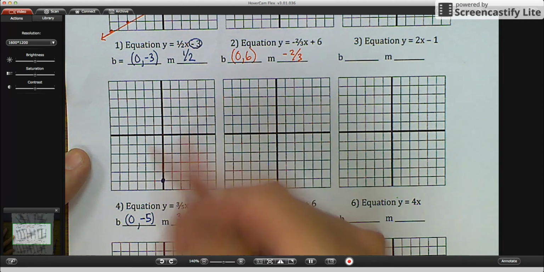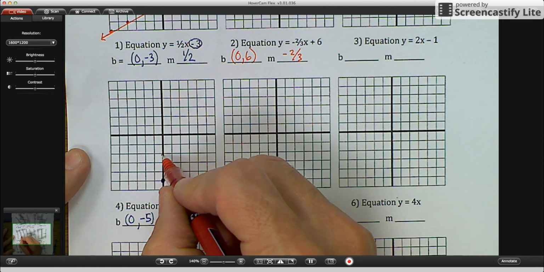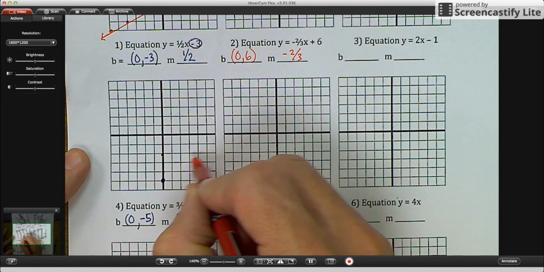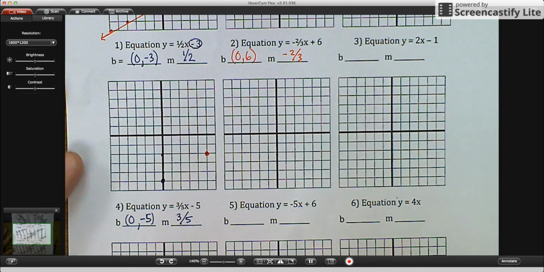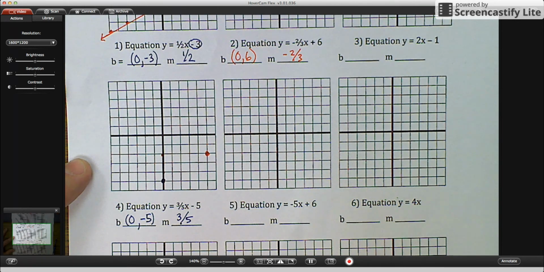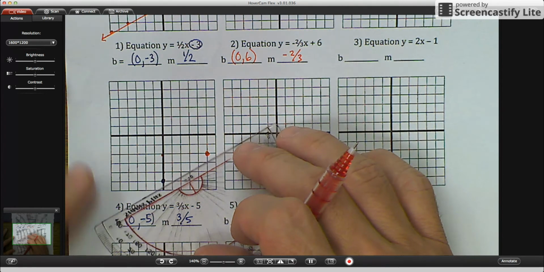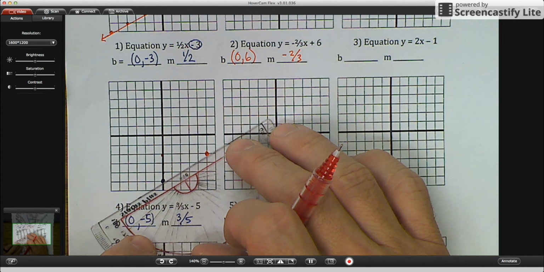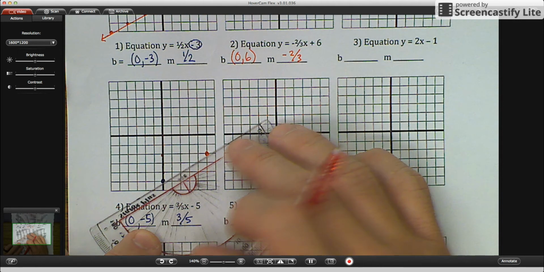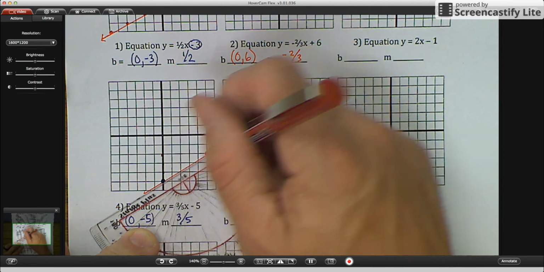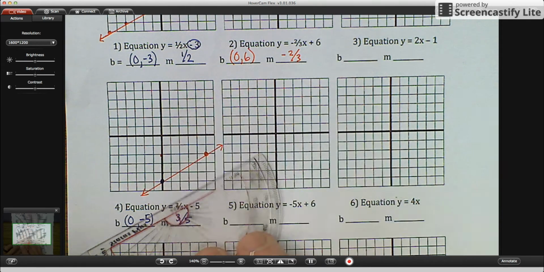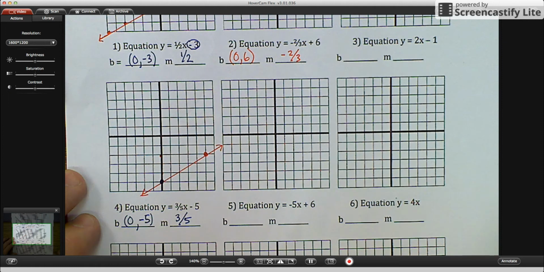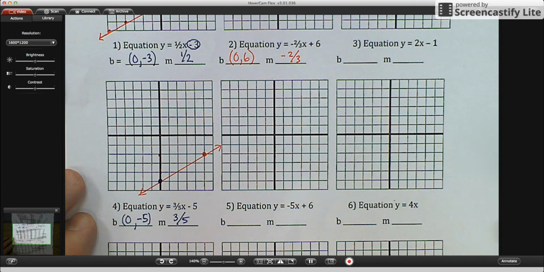Actually, I'm going to do it in a different color. 1, 2, 3, and then 5 to the right. 1, 2, 3, 4, 5. I could only fit one extra solution on this graph, and that's what my line is going to become. You always need to have at least 2 points. I want you to have as many as you can, but you have at least 2 points. There's my line again.